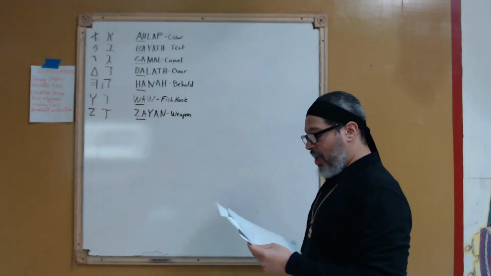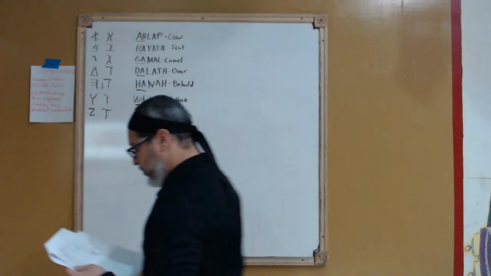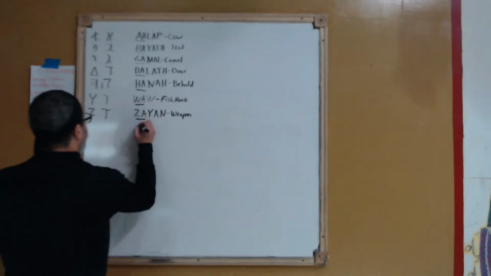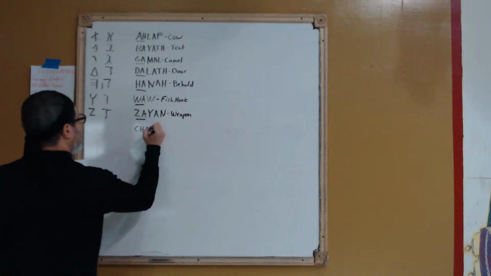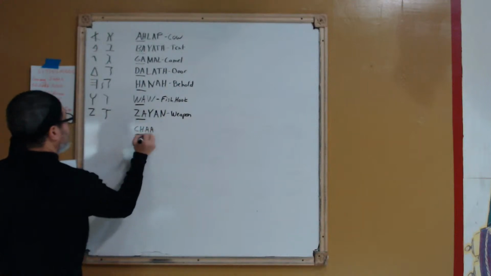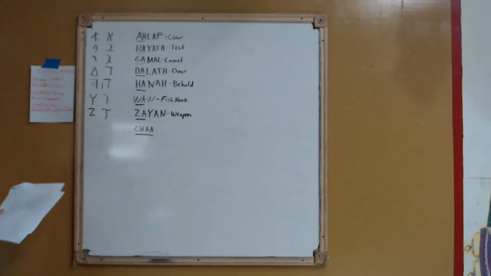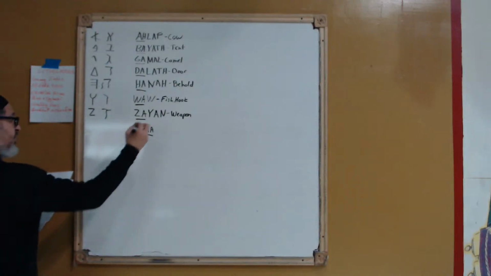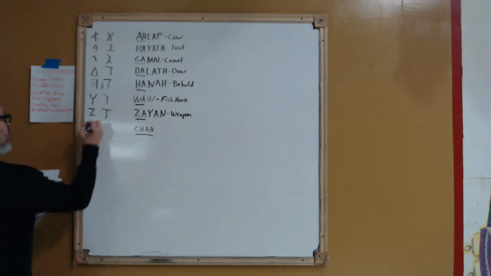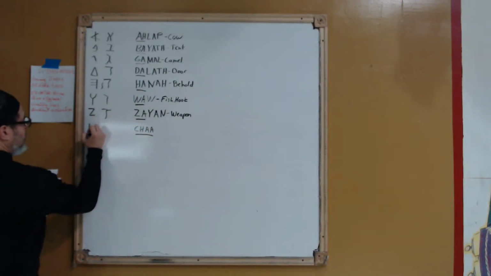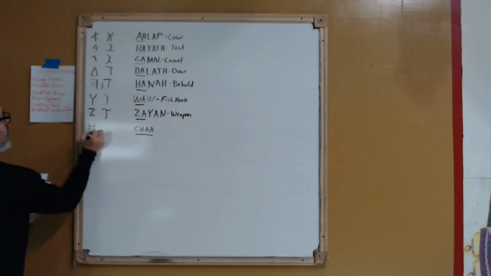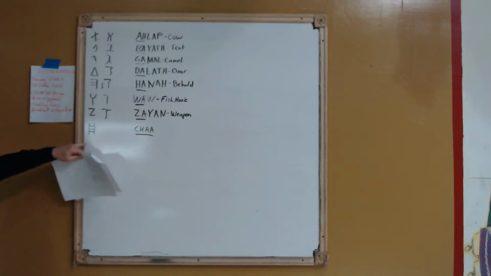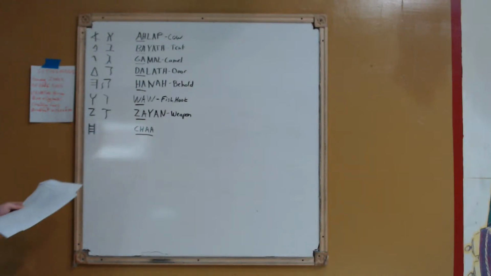Next, we have the ka. So that's our C-H-A-A sound. And this was a fence. So remember, it looked like 2 lines down. And then 1, 2, 3. So that's how you remember it's a fence.